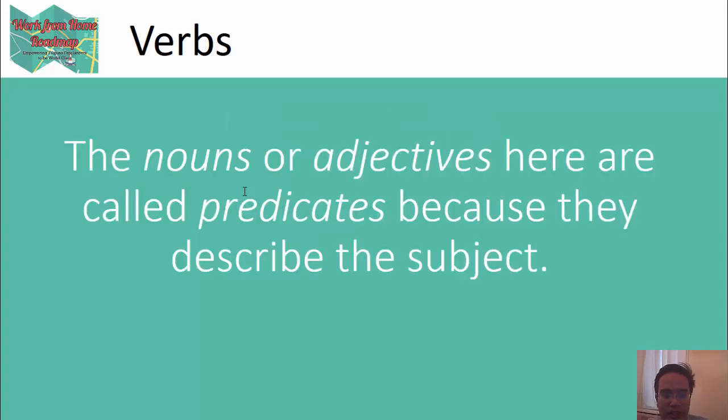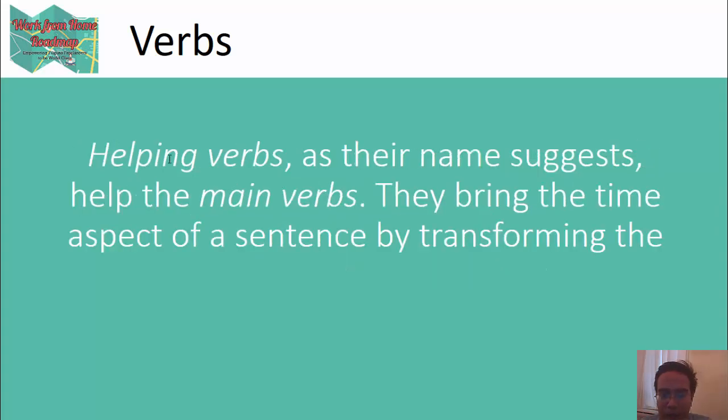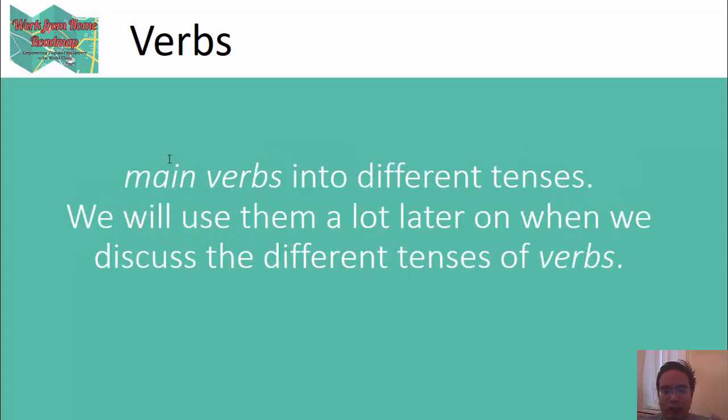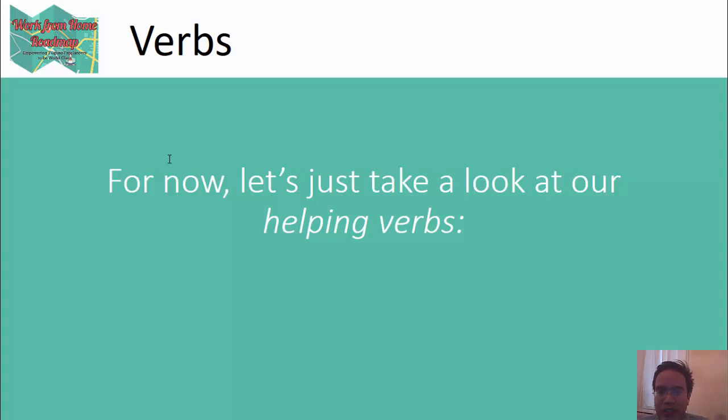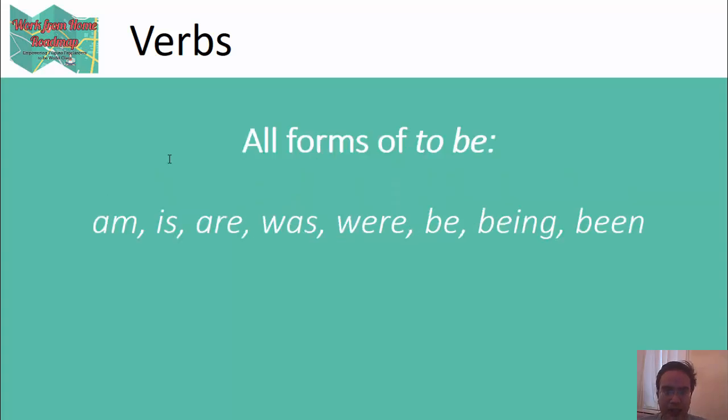The nouns or adjectives here are called predicates because they describe the subject. Helping verbs, as their name suggests, help the main verbs. They bring the time aspect of a sentence by transforming the main verbs into different tenses. We will discuss them a lot later on when we discuss the different tenses of verbs. For now, let's just take a look at our helping verbs.